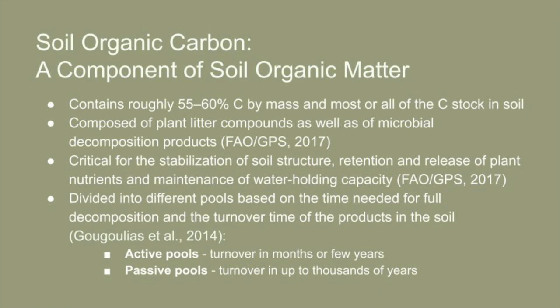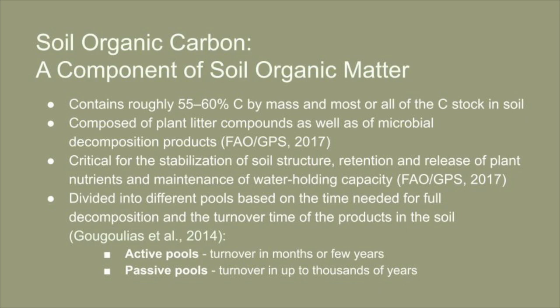Soil organic matter contains roughly 55 to 60% of carbon by mass. In many soils, this carbon comprises most or all of the carbon stock and is referred to as soil organic carbon. Soil organic matter is composed of plant litter compounds as well as of microbial decomposition products.